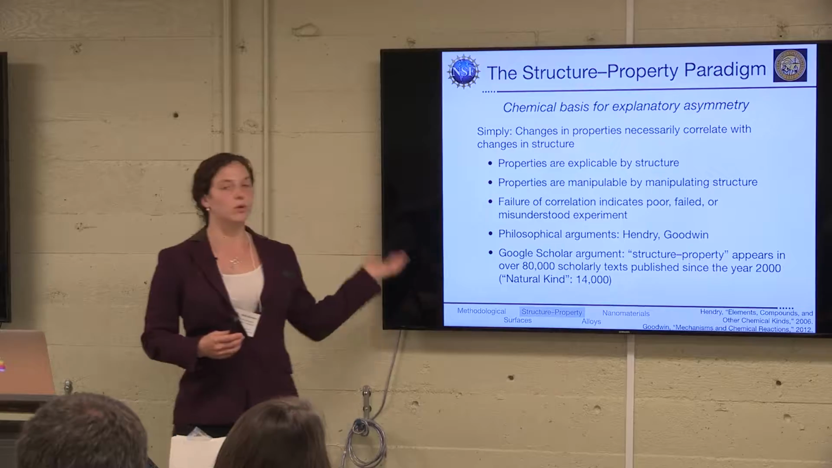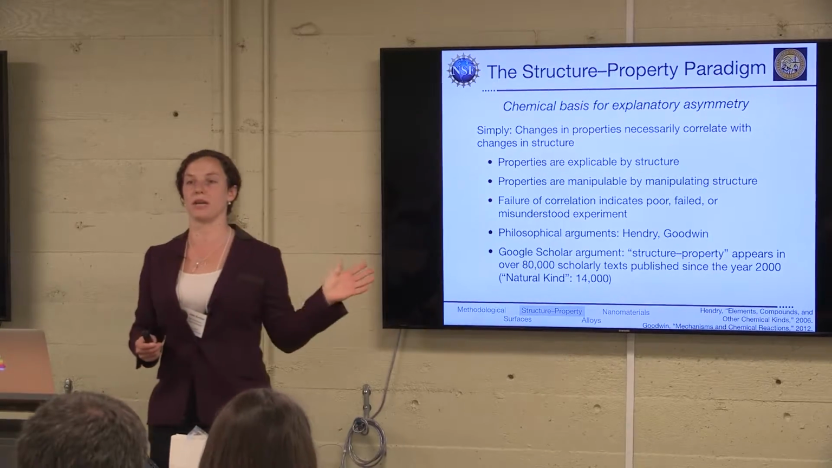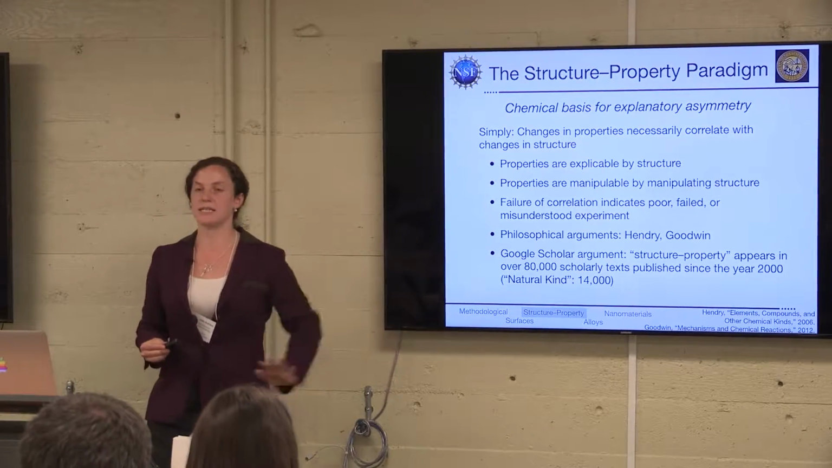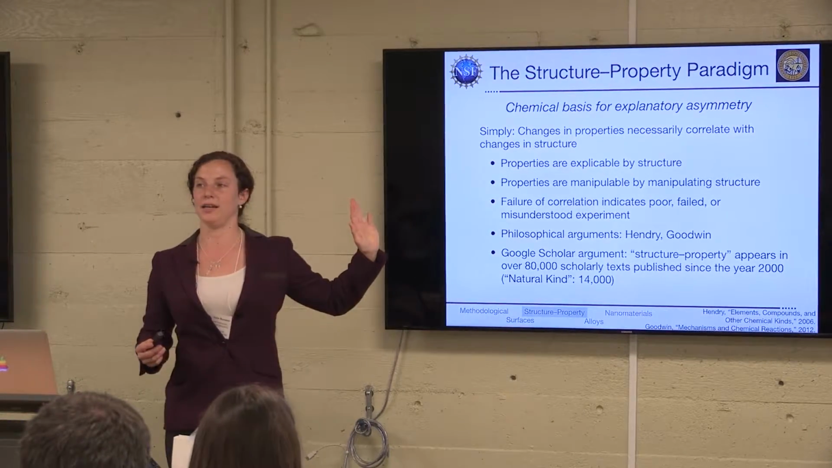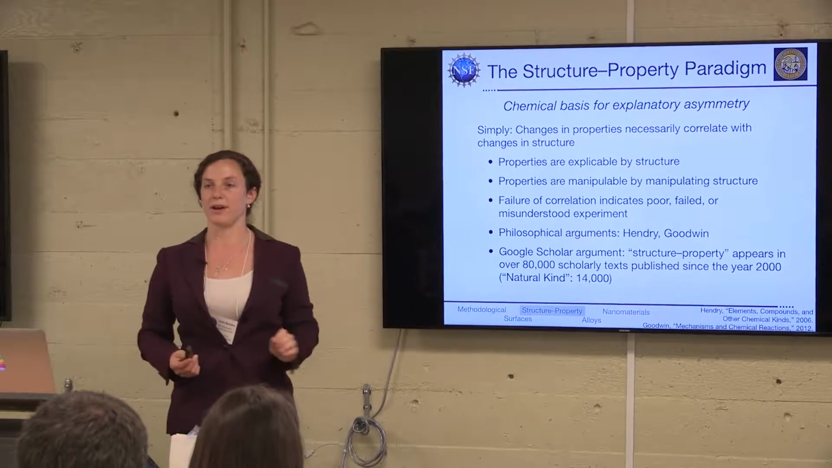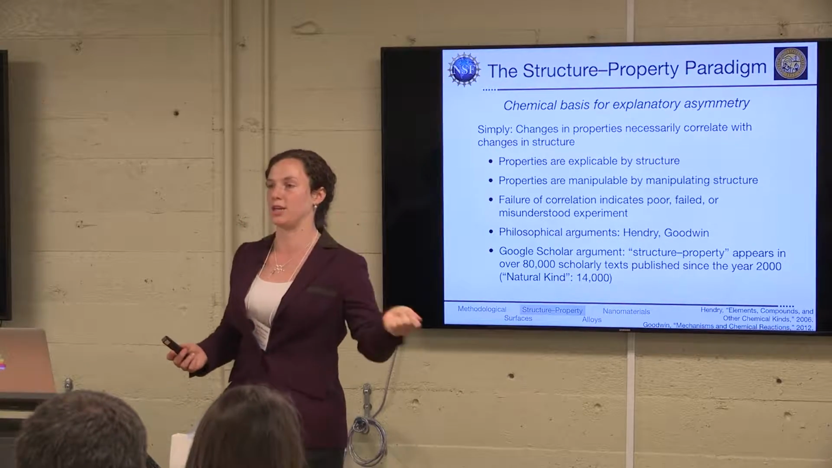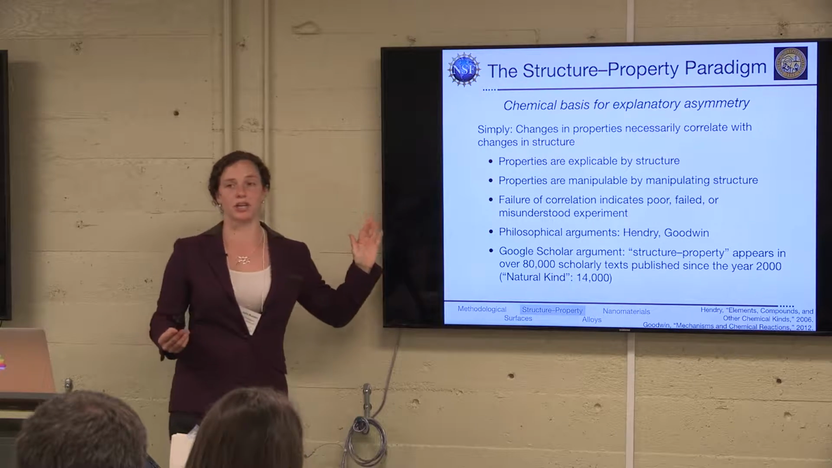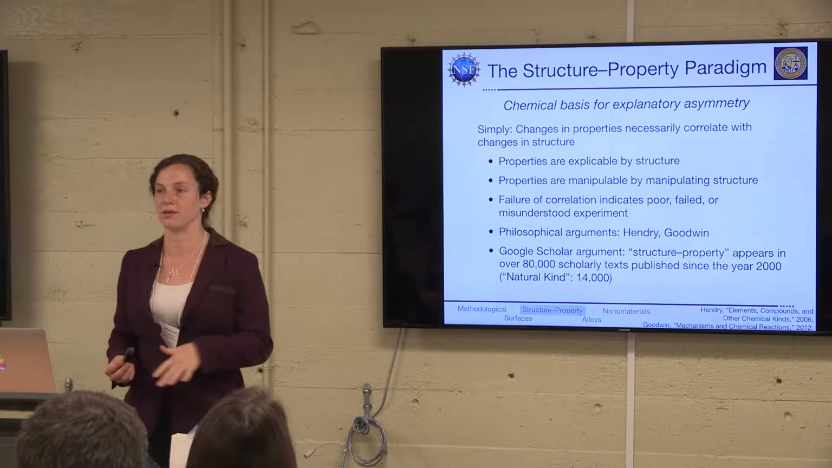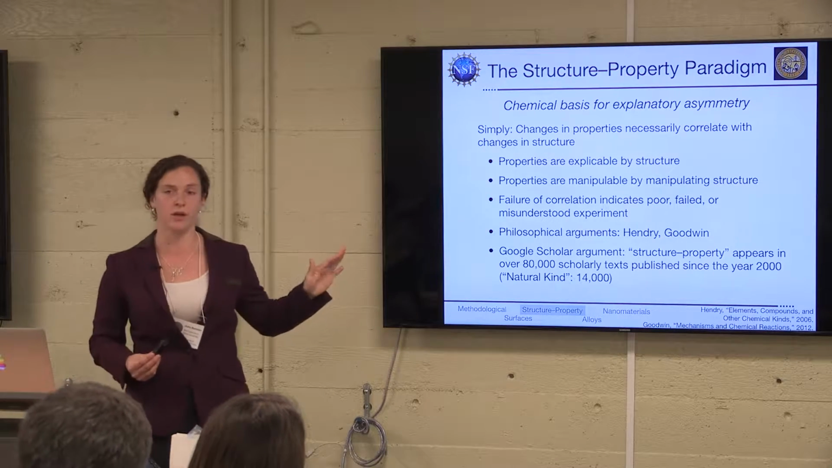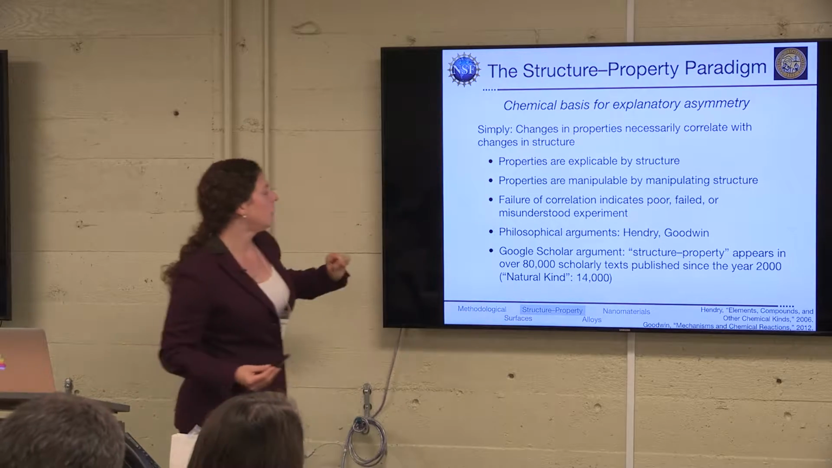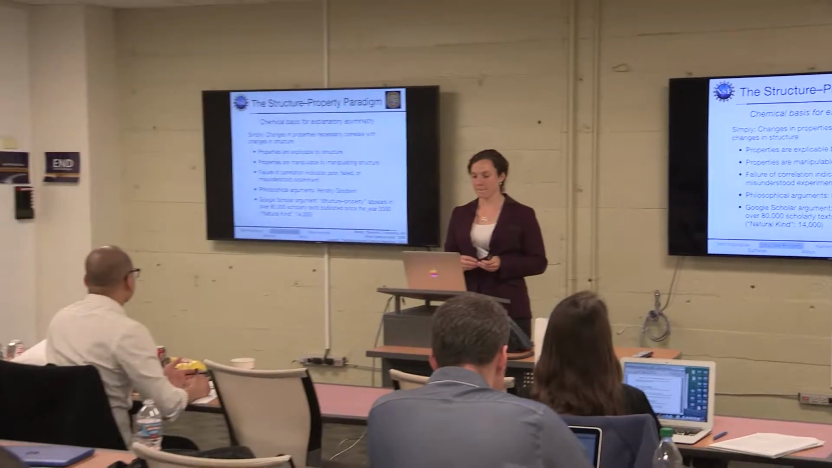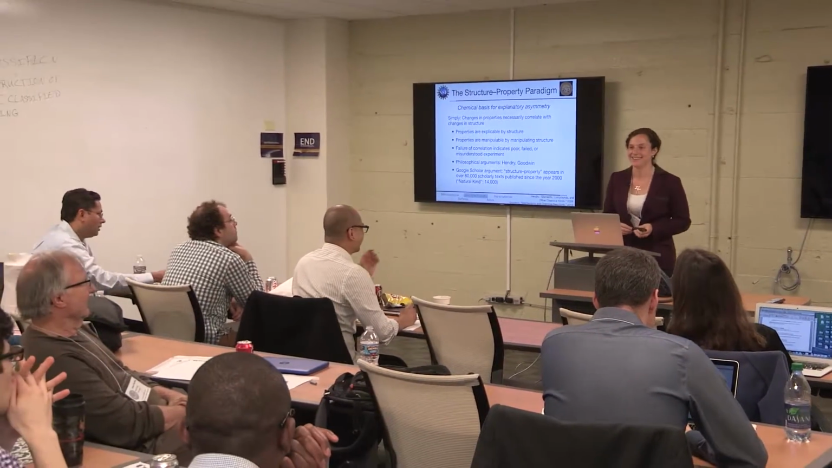And the failure of this correlation indicates that I've done something wrong in my science, right? I have a poor experiment or a misunderstood experimental setting. It doesn't tend to indicate that there's a failure of the structure property paradigm. It tends to indicate that there's a failure of the application of that to a particular setting. So there are philosophical arguments defending the structure property paradigm that you can find in Robin Hendry and Mark Goodwin. Citations down there. Can you define two words for me, the word structure and the word property?